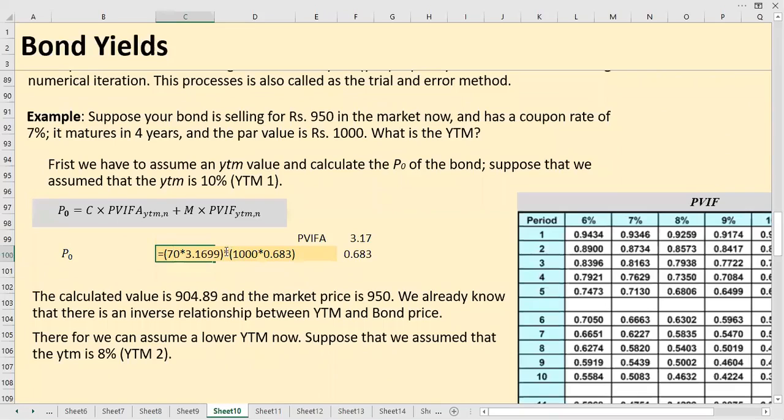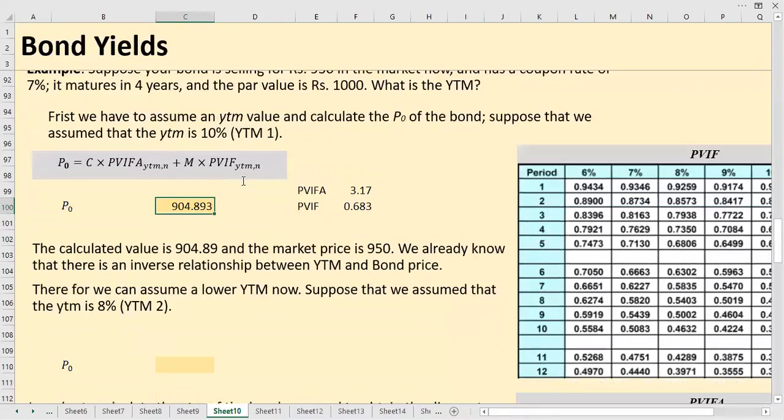Sorry, here it should be a positive value, not a multiplication. So you get this answer, 904 rupees. So this is the value of the bond if the required rate of return is equal to 10%.